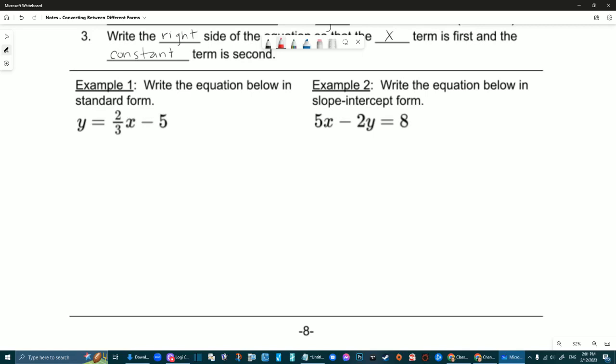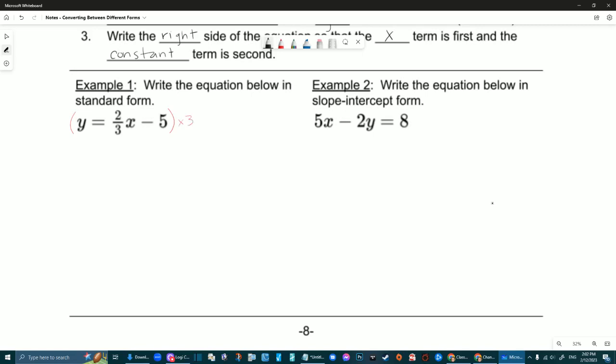So you'll remember from our first video, the first step is to take that entire equation and multiply it by the denominator of the slope fraction. So looking at our slope fraction, our slope is 2/3. The denominator of that fraction is 3. So I need to multiply everything in this equation by 3.